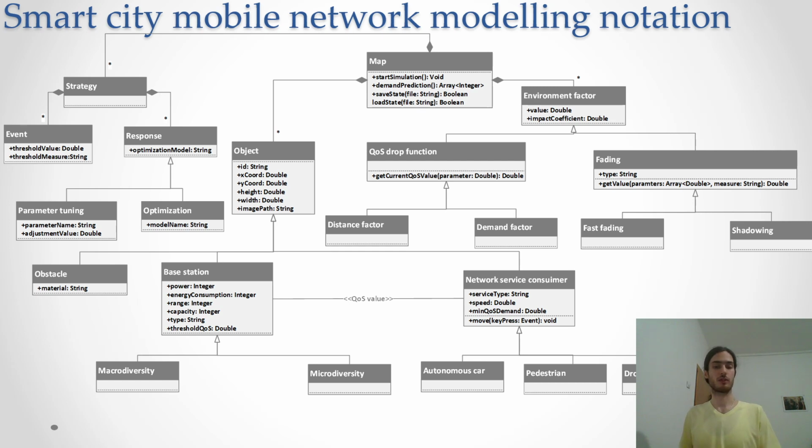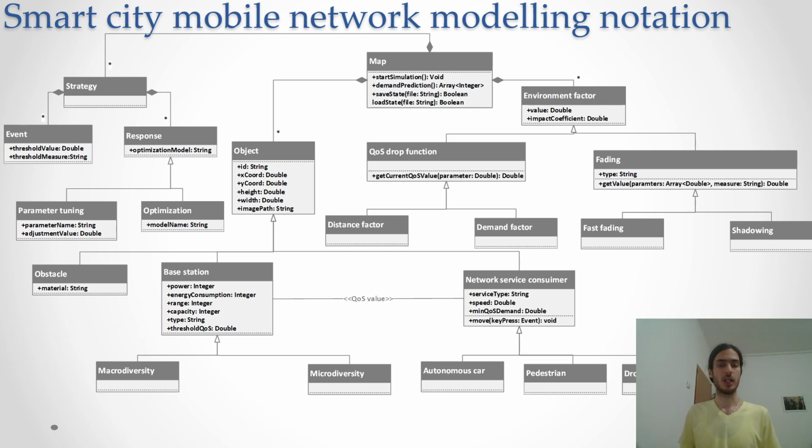They can be either macro diversity or micro diversity to tackle different types of fading, like fast fading and shadowing. They have different parameters like energy consumption, power, capacity, and quality of service threshold. And finally, we have network service consumers that are connected to these base stations, like autonomous cars, pedestrians, drones, or surveillance cameras. On the other side, we have environment factors that are quality of service drop functions that define how quality of service drops as some environment factor varies.